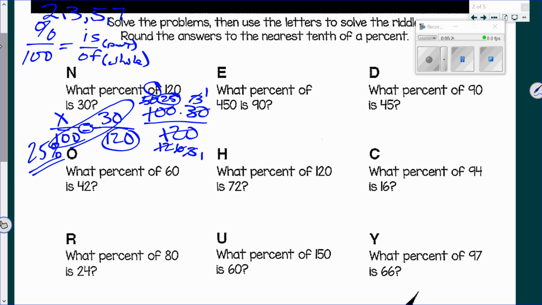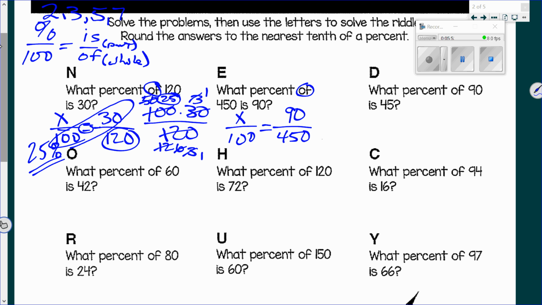So our next one, again, do I know my percent? And you just start off with your base setup. Do I know my percent? No, so what goes over 100? X. Here's my of, what goes on the bottom? What's right after of? 450. That goes on the bottom, what's left? 90. Is it easy to go from 100 to 450? No. Or 450 to 100? No.